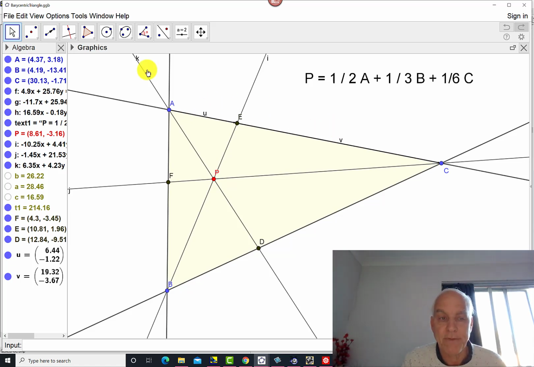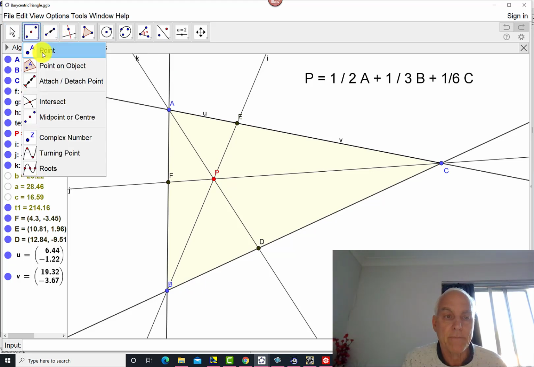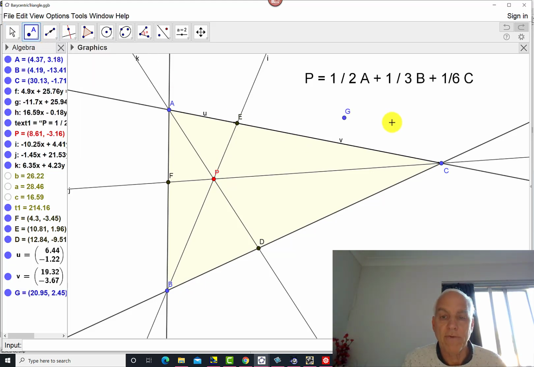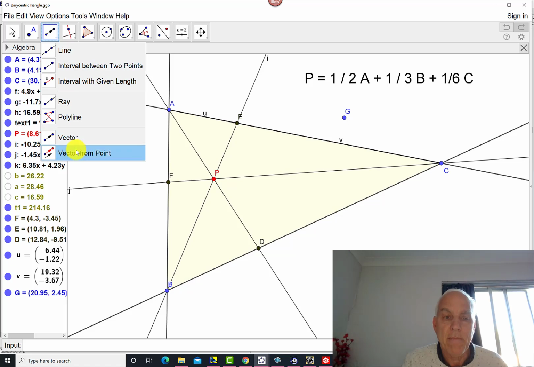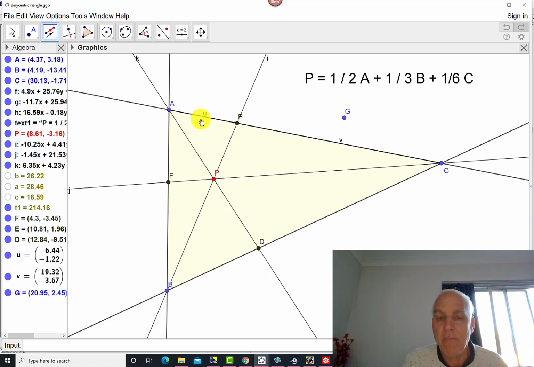For example, if I make some other point here, here is a new point, G. There's the vector U. GeoGebra will, for example, allow me to make a vector from a point. Do I do this one first and then G? Okay, that'll work. So this vector W is a copy of U, but now it's positioned at G. From a vector point of view, this vector U and this vector W are exactly the same.